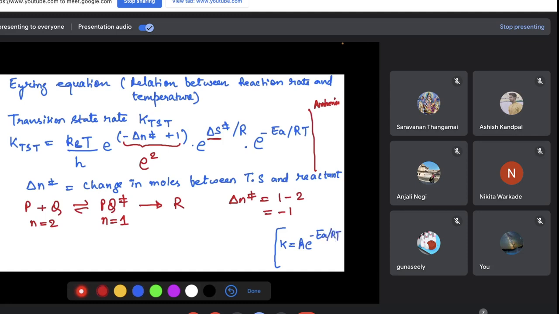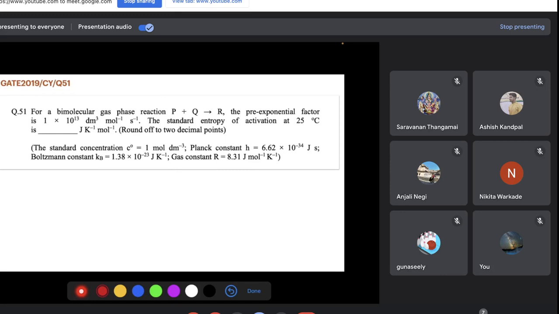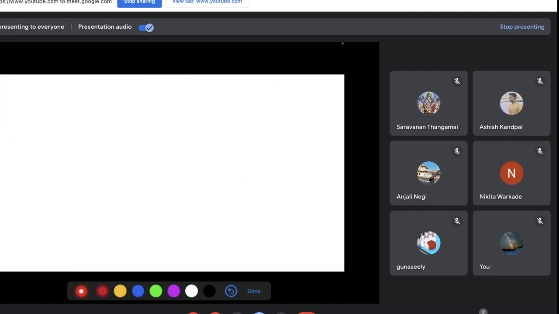On comparison, we get this part as equivalent to a pre-exponential factor A. So hence we can write A is equal to kBT by h, e to the power 2, and exponential to the power delta S double dagger upon R.